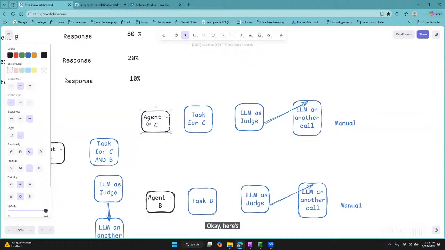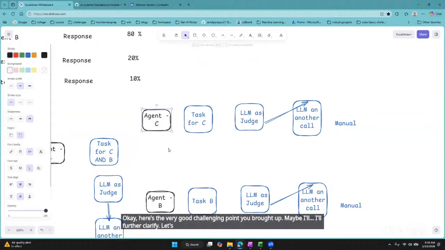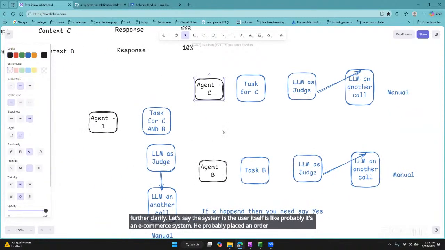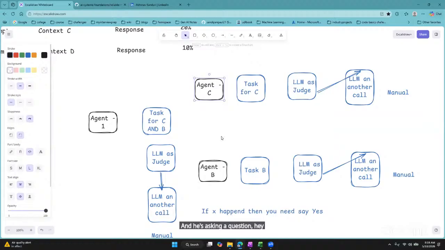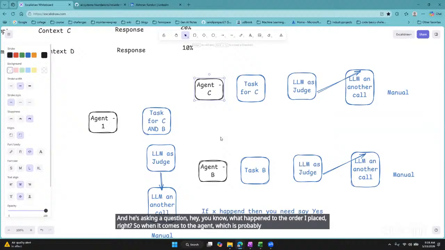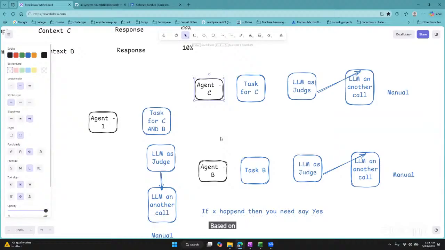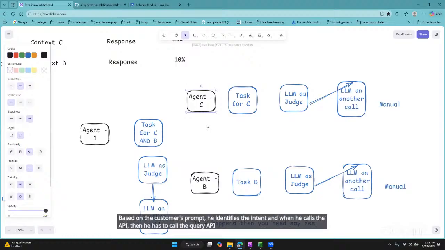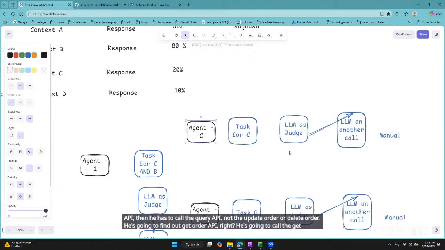Okay, this is a very good challenging point you brought up. Maybe I'll further clarify. Let's say it's an e-commerce system. The user has placed an order and is interacting with a chatbot, asking, what happened to the order I placed? The agent, which is probably an order status agent, identifies the intent based on the customer's prompt. When it calls the API, it has to call the query API, not the update order or delete order. It's going to call the get order API.